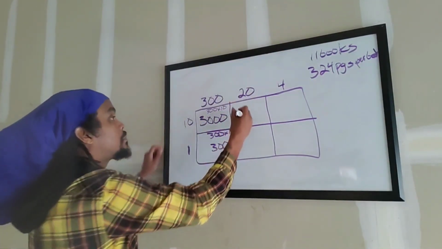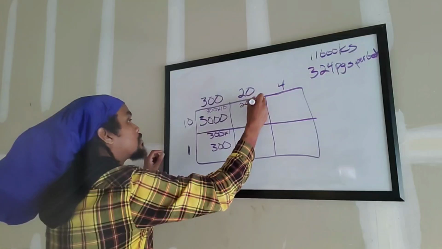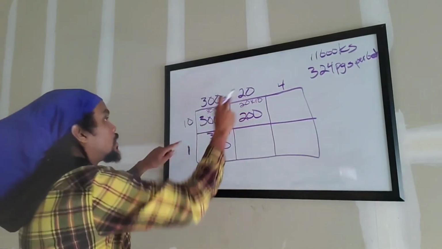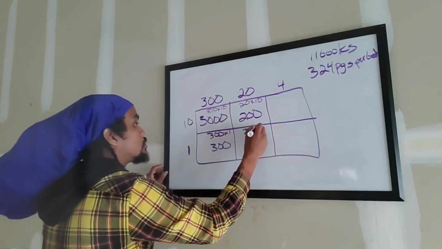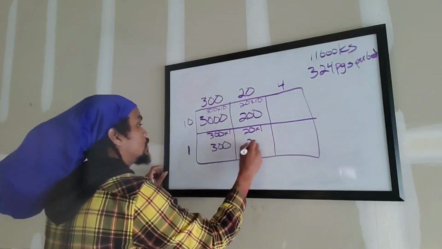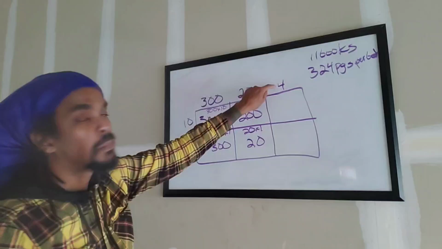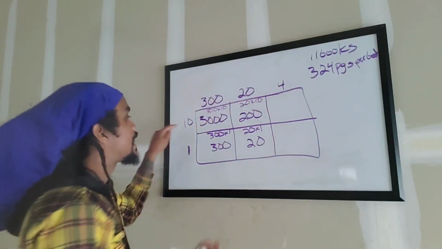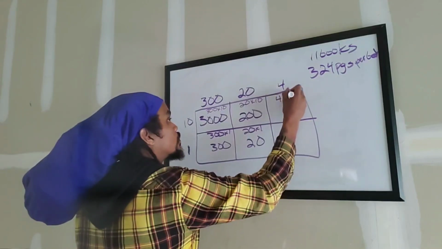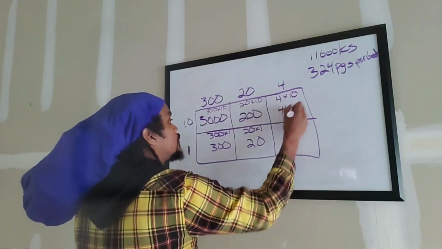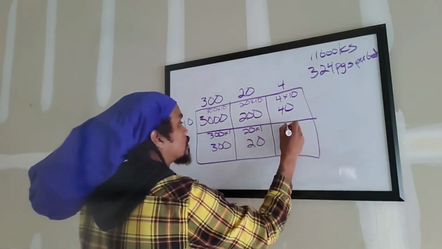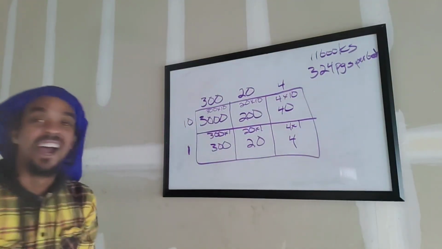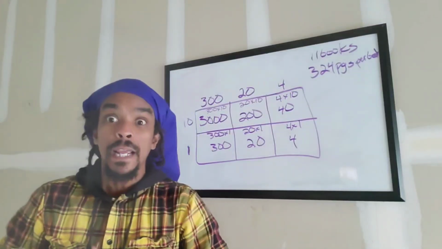And then we got in this box, what meets in here? The 20 and the 10 meet. So 20 times 10 equals 200. 20 times 1, that should be pretty easy. Equals 20. And in our last box, here we got where our ones place is. 4 times 10 equals 40. And 4 times 1, obviously, equals 4.